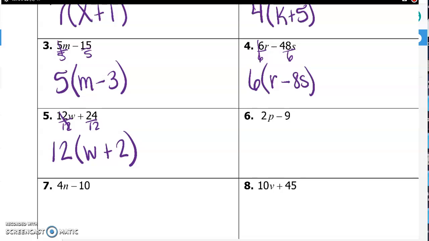Number 6. Does 2 go into 9? No, it does not. There are no other numbers that go into 2. 2 is a prime number. So since 2 does not go into 9 and we can't find anything else that goes into both of them, this is already simplified. We call that prime. So if you can't find a number that you can divide them by, then you just write prime.